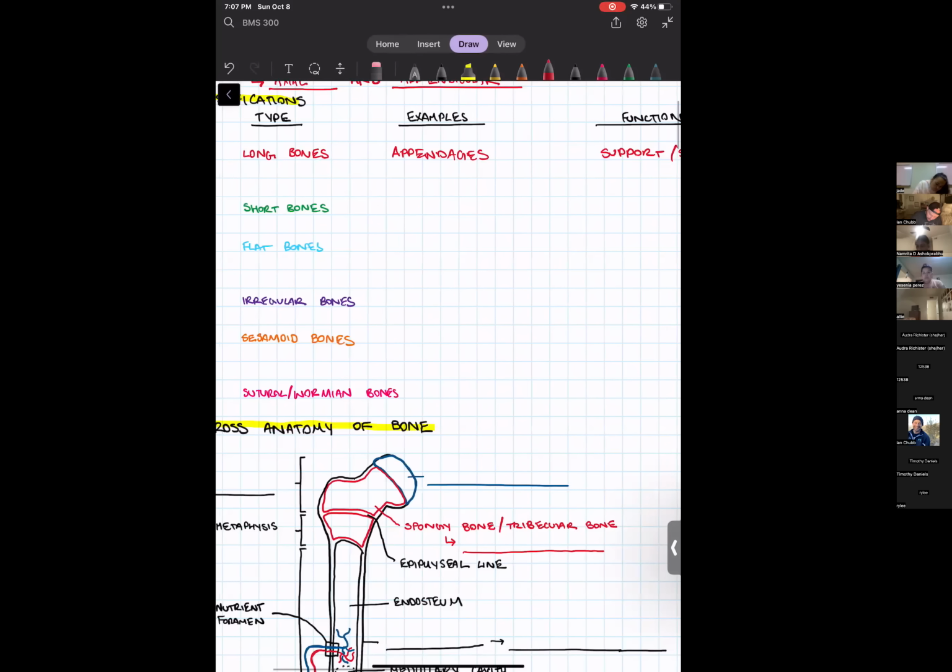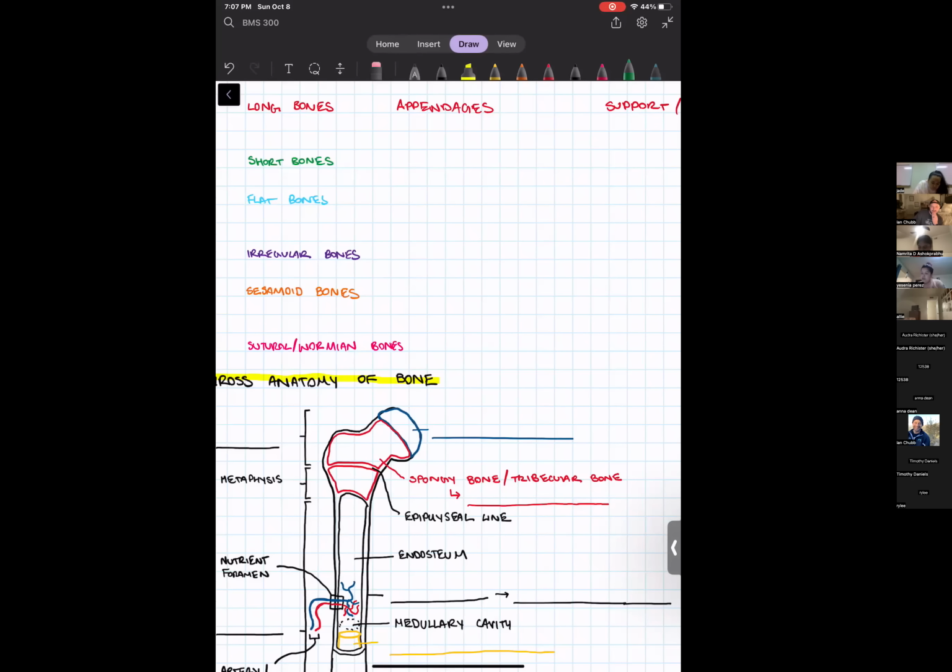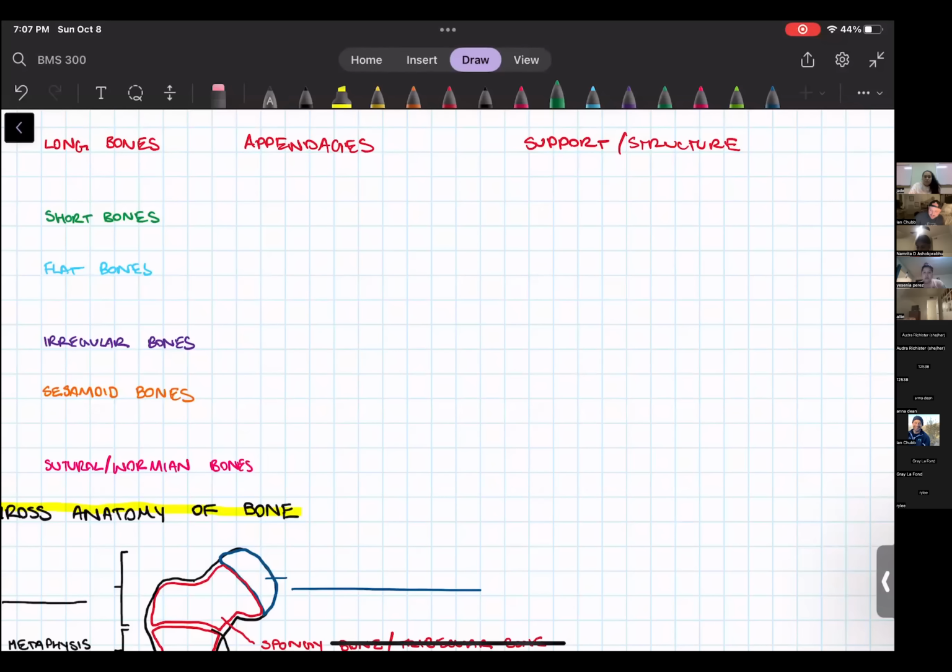All right, what about our short bones? Carpals and tarsals. Perfect. So carpals from the wrist, we have tarsals.